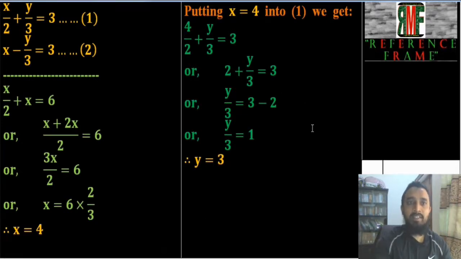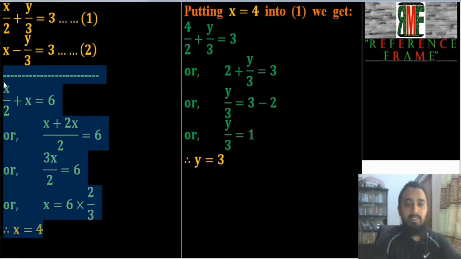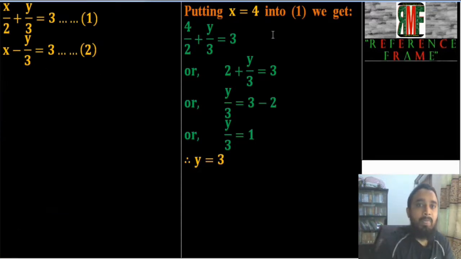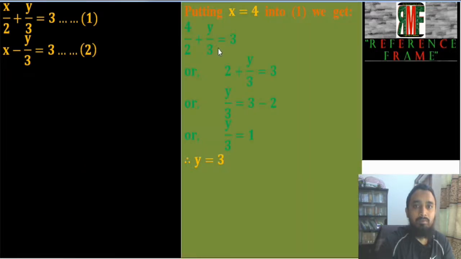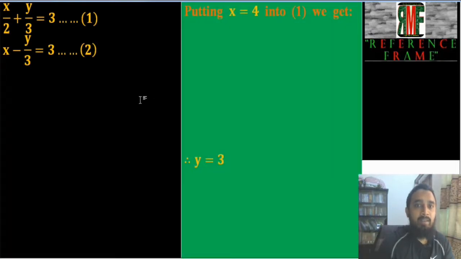So boys, as you can see on the screen, this time we were asked to solve a simple simultaneous equation where x by 2 plus y by 3 is equal to 3 and x minus y by 3 is equal to 3. So we are asked to find the value of x and y.